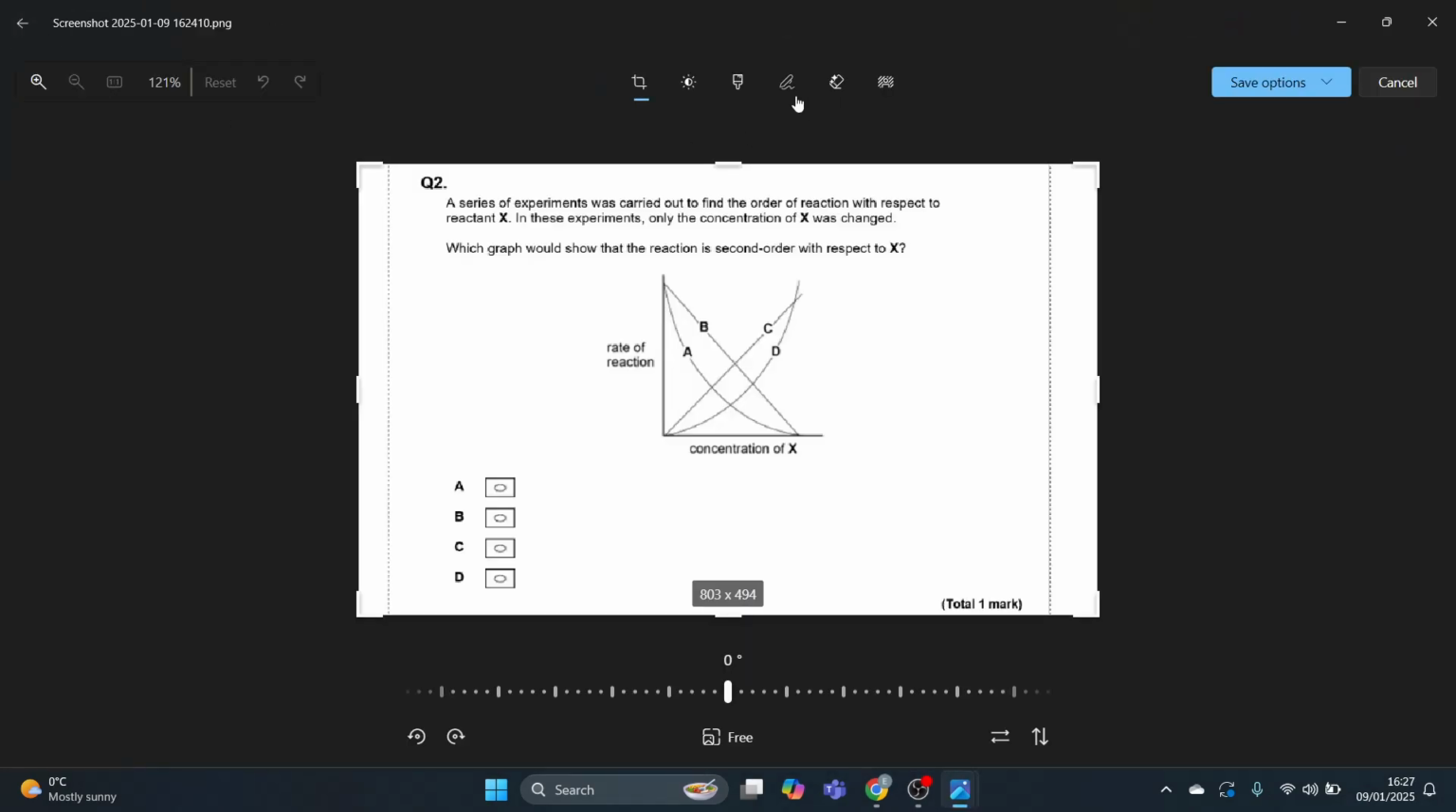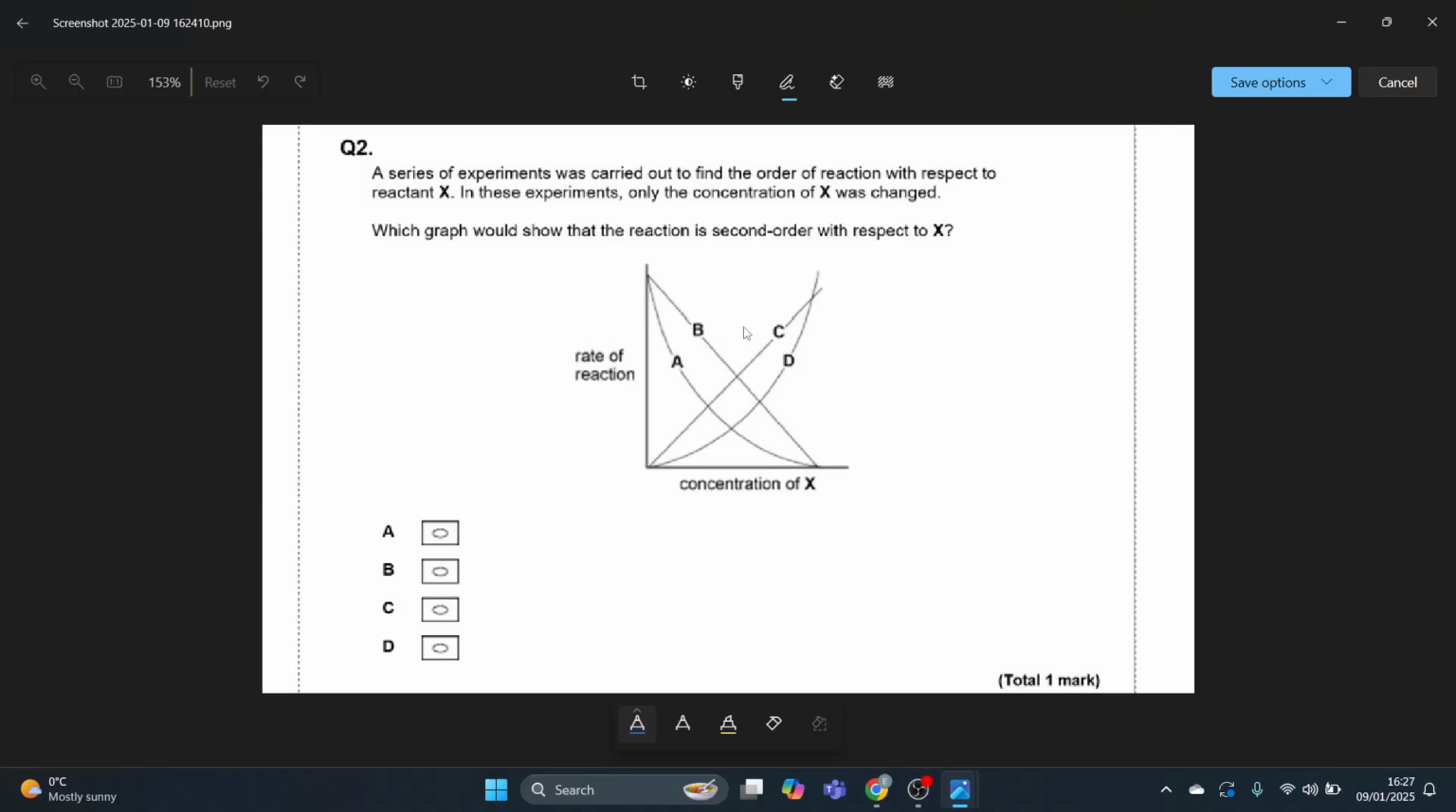Question 2. Which graph would show that the reaction is second order with respect to X? Now we can already eliminate B and C because those clearly aren't second order, they're first order, both of them. Now we're left with A and D. And second order with respect to X, but only the concentration of X was changed. The answer is going to be D.